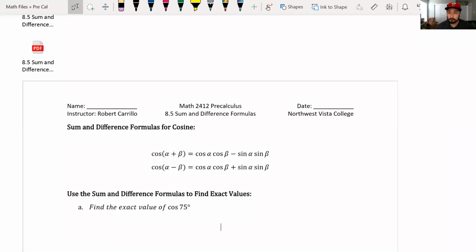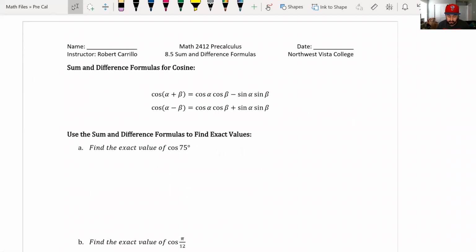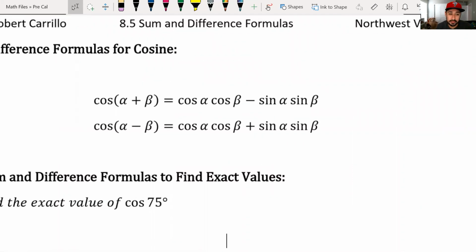This is 8.5, sum and difference formulas. So I think we're going to learn 6 formulas today. Sum and difference formulas for cosine, sine, and tangent. So here's where we start. We start with the sum and difference formulas for cosine.